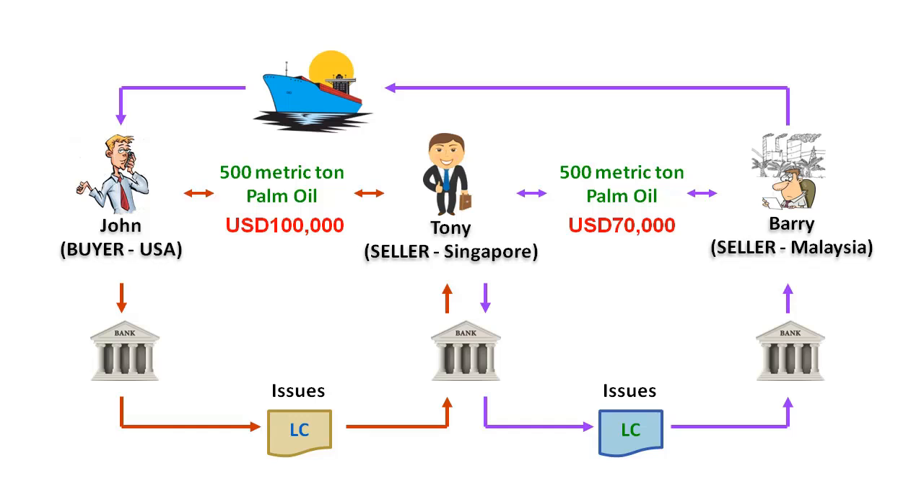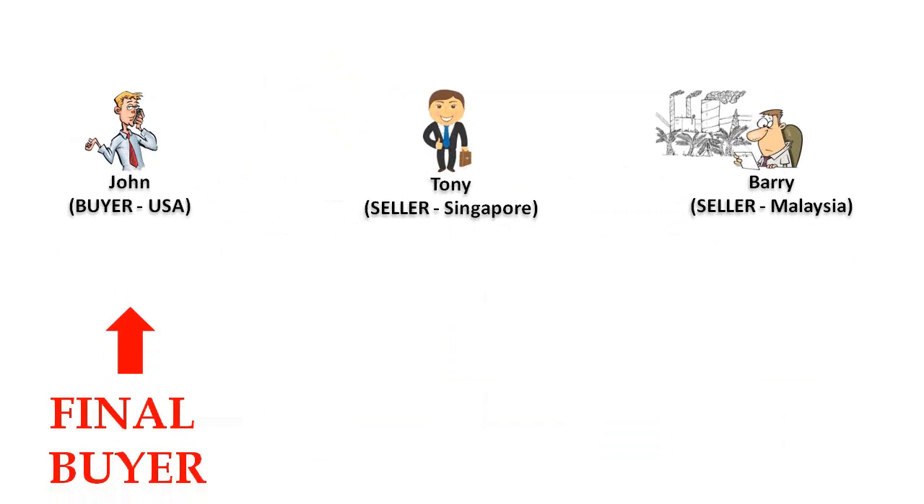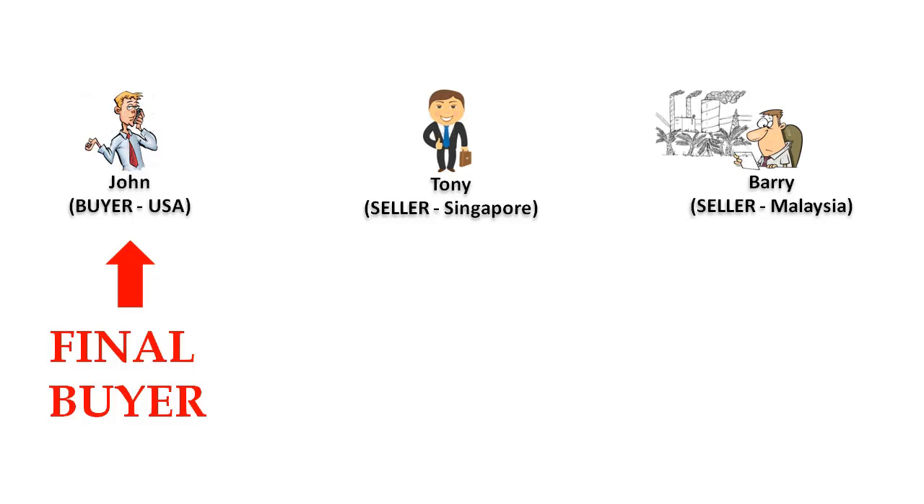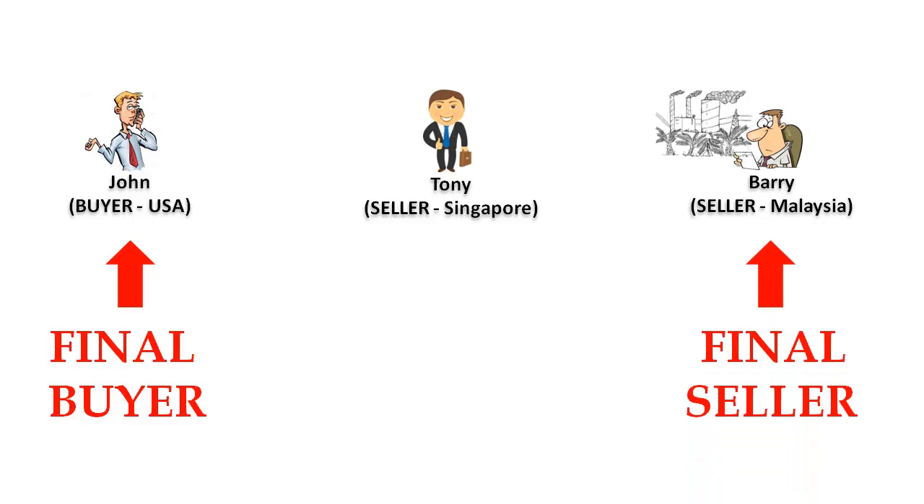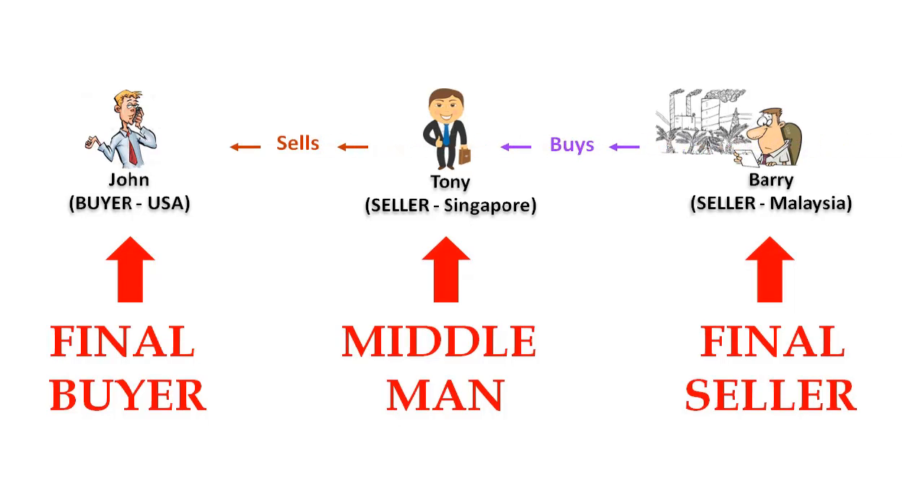From this illustration, we can see that in this single trade transaction, John is in fact the final buyer and Barry is the final seller. Tony, on the other hand, acting as both a buyer as well as a seller, is a middleman who buys from Barry and sells to John.